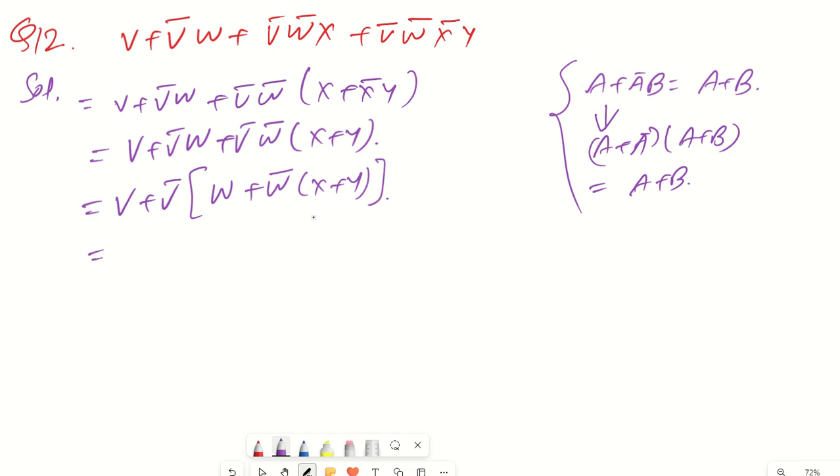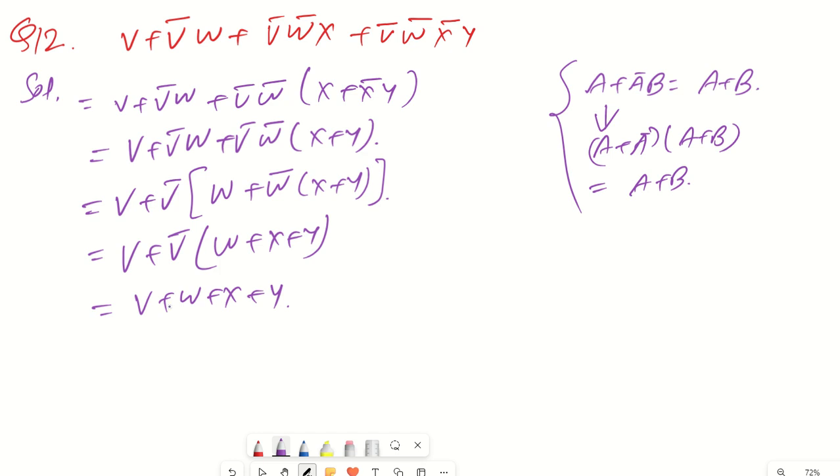So we are going to replace this with (v + v̄)(w + x + y). Now if you see, this is again in the form a + āb, it is like v + v̄ something, right? So it is (v + v̄)(v + that). So v + v̄ will be 1. So this is how we are going to get v + w + x + y. Got it? So that's all.